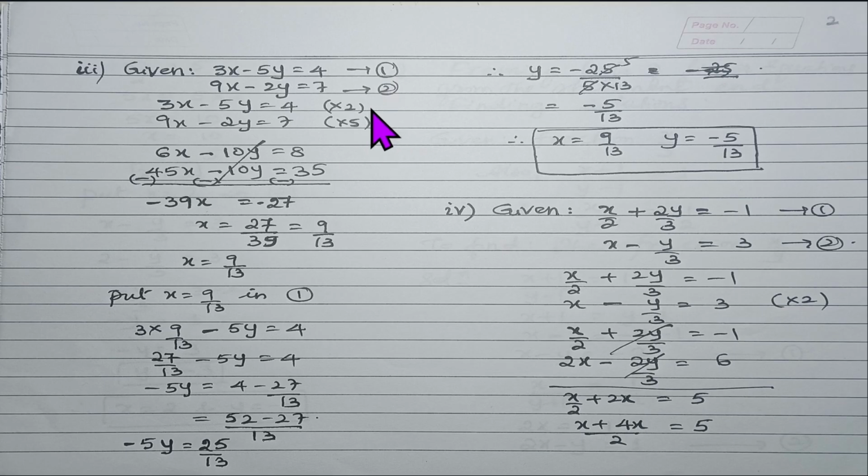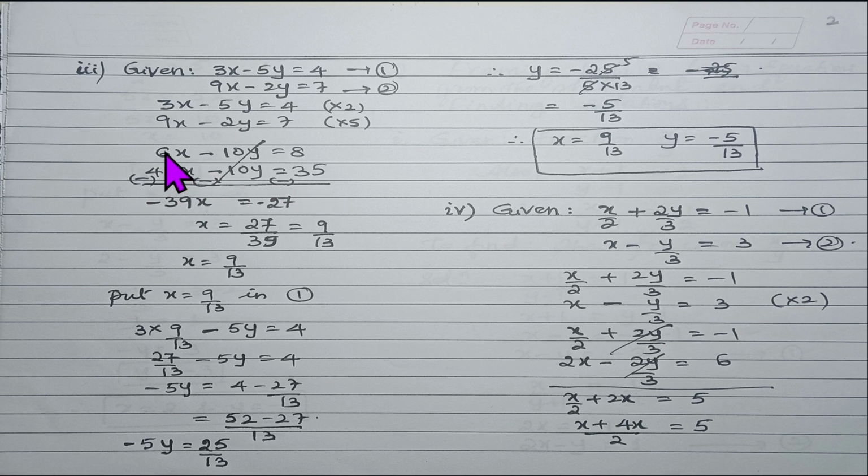So let us see what happens. Multiply by 2. 2 into 3 is 6x, 2 into 5 is 10y, and 5 into 9 is 45, and 2 into 5 is 10. So therefore I have got the coefficient of y as 10 and 10. Now instead of adding, I will subtract it.